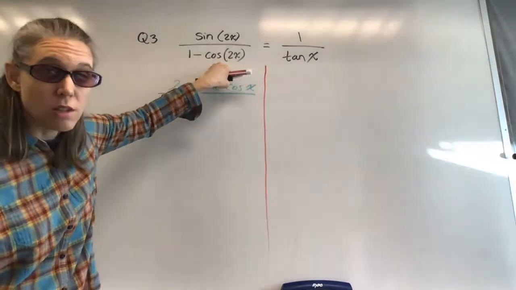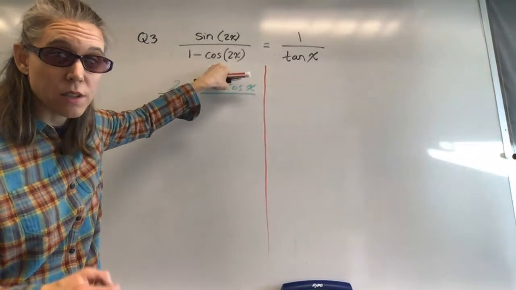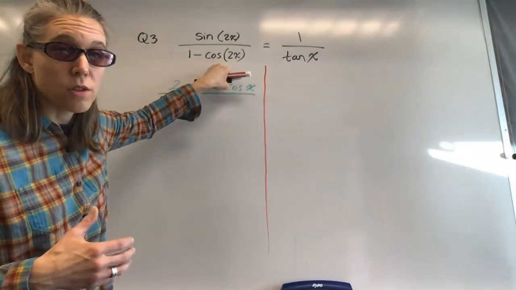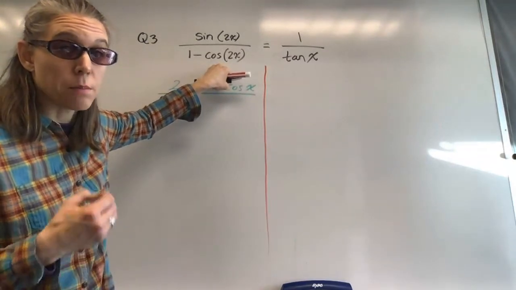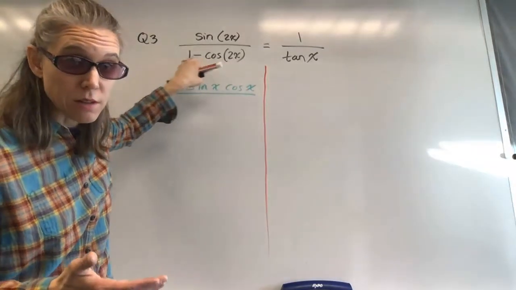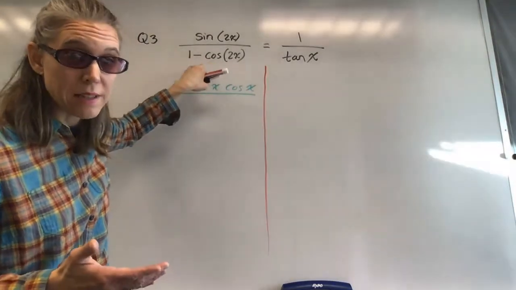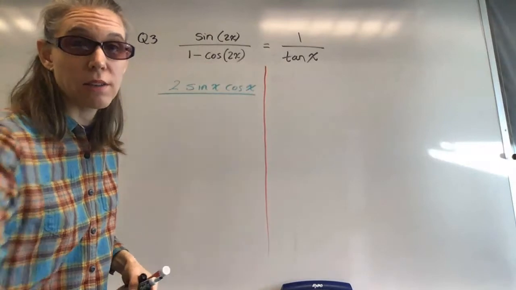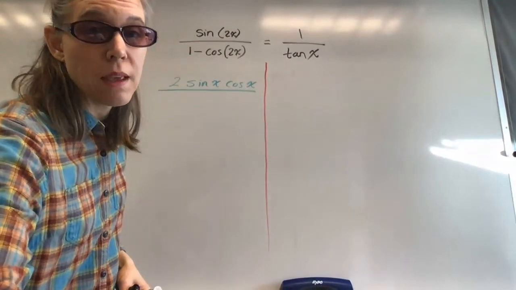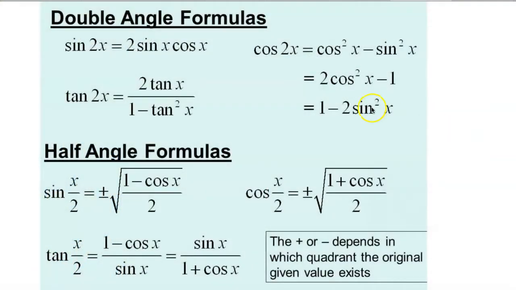So what I would want to do is replace cosine of 2x with one of the versions of the formula that has a positive 1, so that I can have 1 minus 1, and that would cancel. So which of them is that? Which one has the positive 1? It's this last one here: 1 minus 2 sine squared x.